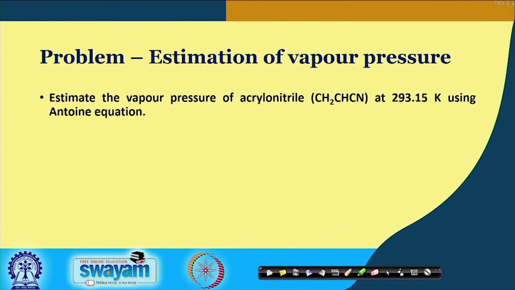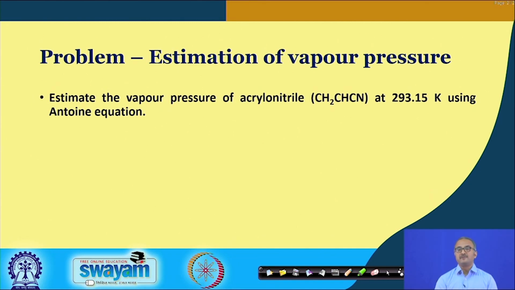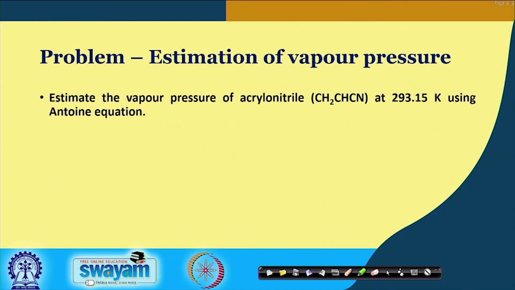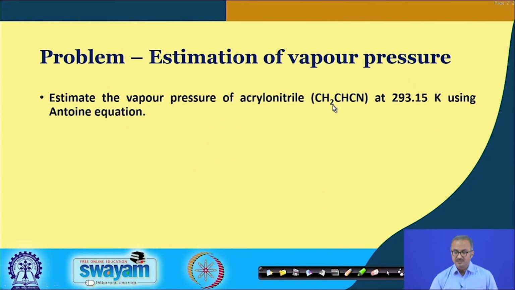Next, we come to another important parameter, the vapor pressure of a liquid, and you know that vapor pressure decides how easy or difficult it will be for a liquid to vaporize. Here we have a liquid, acrylonitrile, with this formula, and we have to find out the vapor pressure at this particular temperature. You know that vapor pressure is a function of temperature. So, we have been asked to use the Antoine equation.